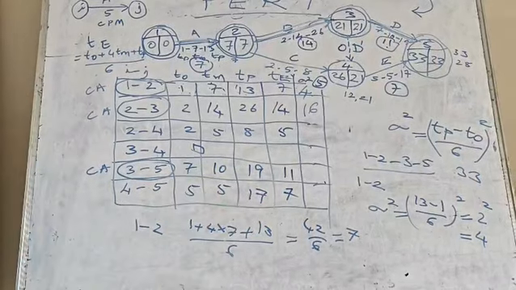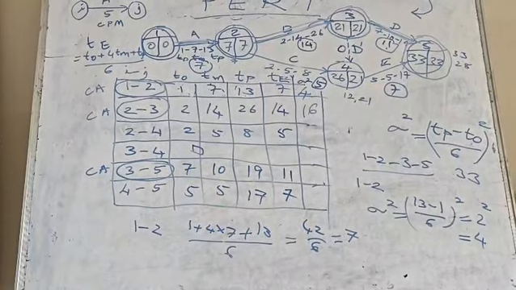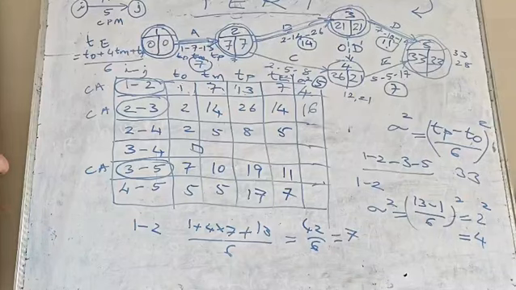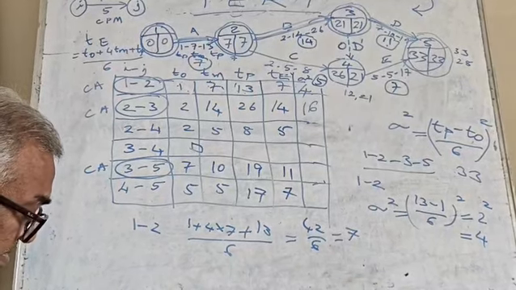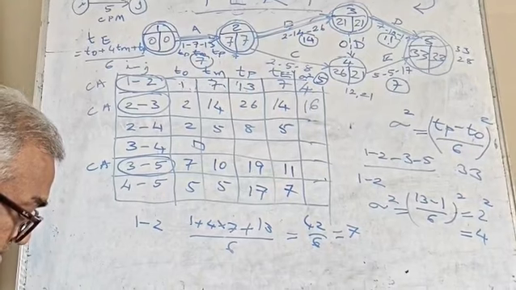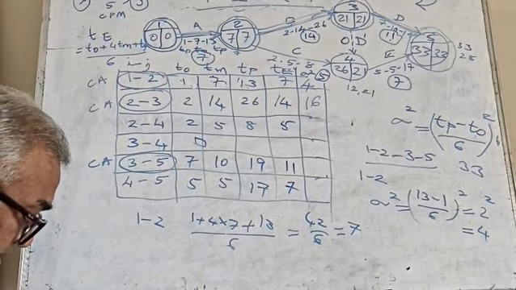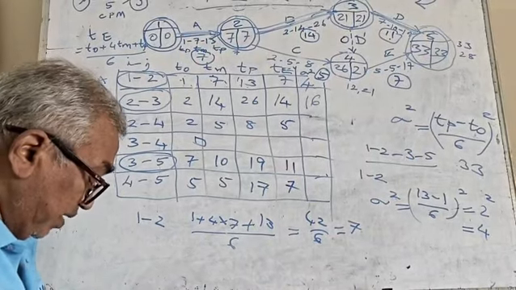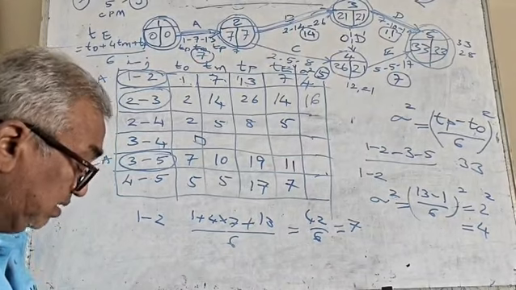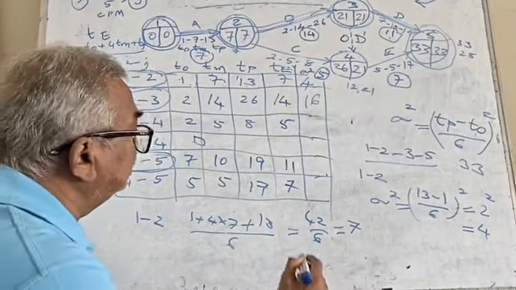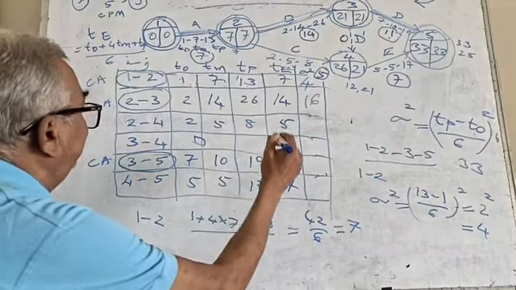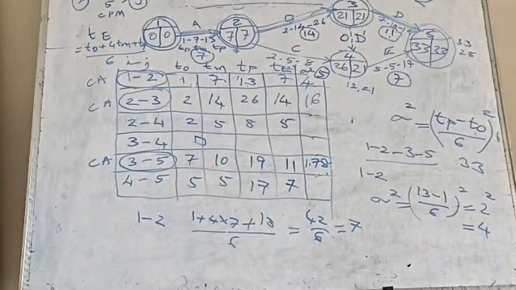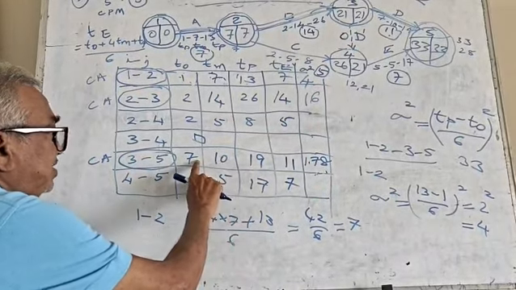3, 5: 7, 10, 19. 19 minus 7, how much is it? 19 minus 7, 12. 12 by 6 is 2. Sorry, as spoken: 8 divided by 6 is 1.3, 1.3 into 1.3 becomes 1.78. So whatever value you get, you have to put it. 19 minus 7, again I am explaining. Please listen.